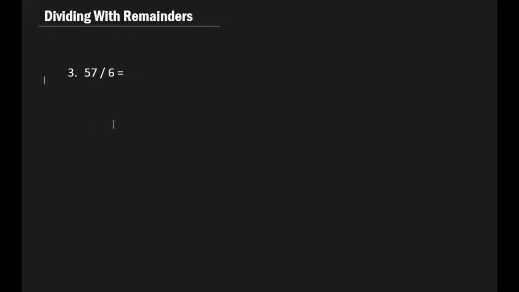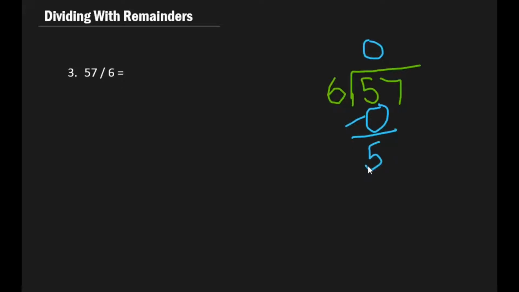Our third question is 57 divided by 6. Again, we're going to write down our problem. Now we want to see how many times 6 can go into 5. 6 cannot go into 5 because 5 is smaller than 6. So we write a 0 up here, and we subtract 0 from 5. 5 minus 0 is 5. Now we want to bring down the 7.